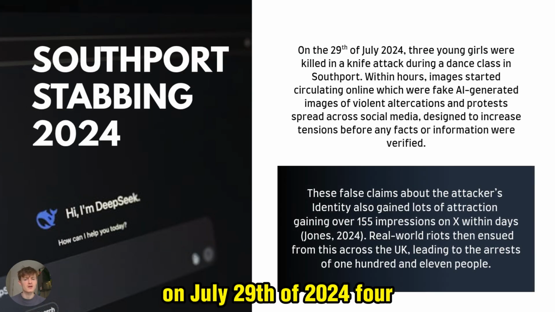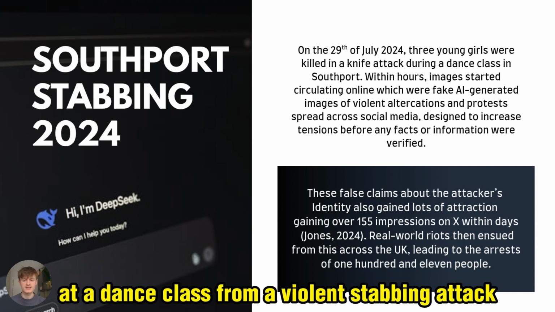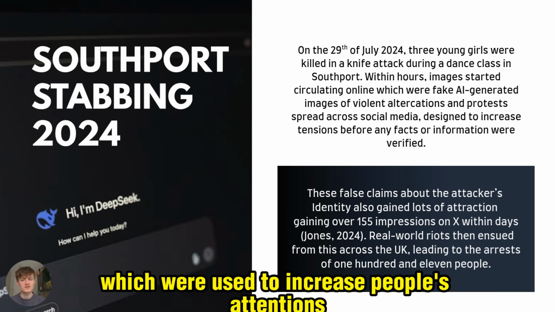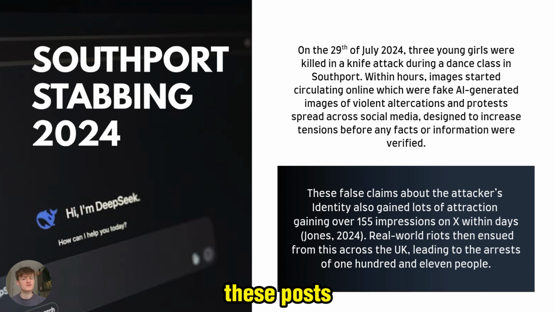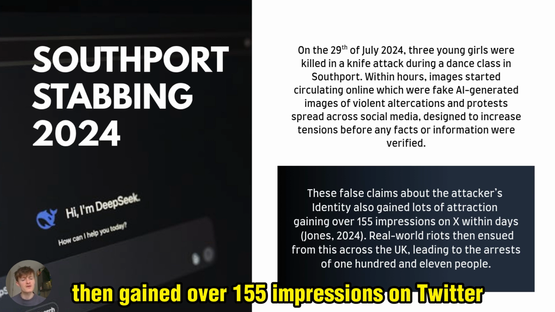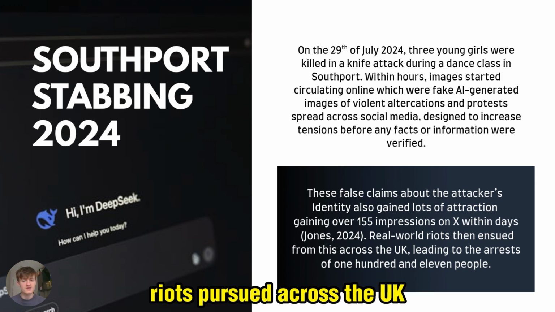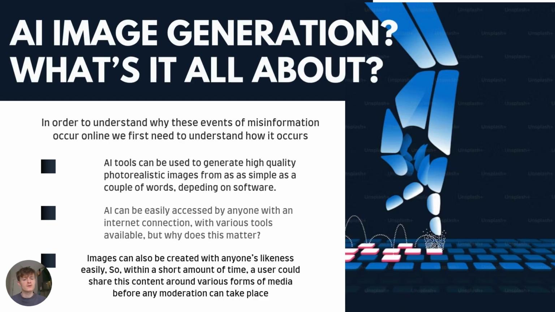On the 29th of July of 2024, three young girls were killed at a dance class from a violent stabbing attack. Hours later, fake AI images were spread online, which were used to increase people's tensions and emotions before any facts and information were verified. These posts then gained over 155 impressions on Twitter, also known as X. From this, real world riots ensued across the UK, leading to the arrest of over 111 people.